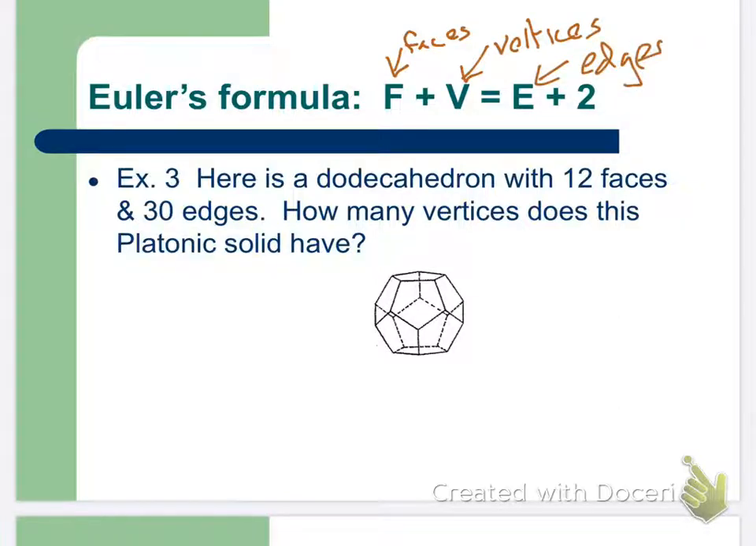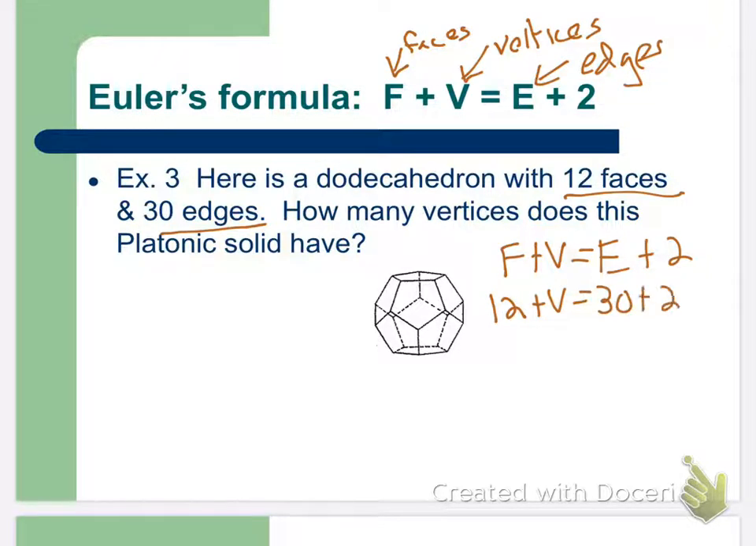So here is a dodecahedron with 12 faces and 30 edges. How many vertices does it have? So if we know that the formula is F plus V equals E plus 2, we know it has 12 plus V equals 30 plus 2. So that gives me 12 plus V equals 32. Subtract 12. We know that V equals 20.